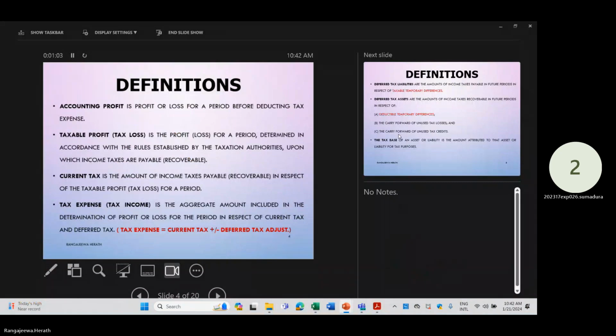Current tax. Tax expense means the amount included in the determination of profit or loss in respect of current tax and deferred tax both. The current tax includes tax paid plus payable. Right. Then plus and minus the deferred tax adjustment, that is called the tax expense.